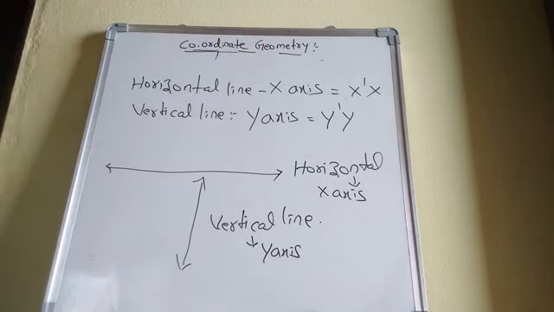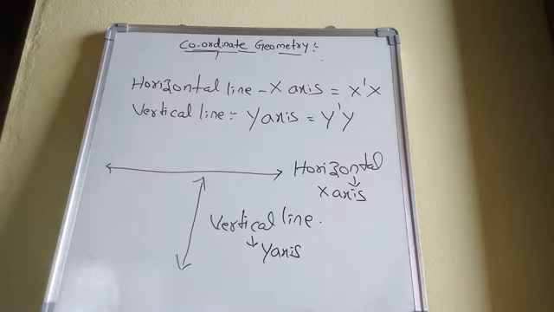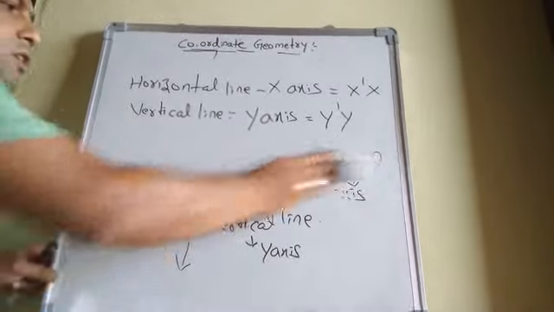These both axes, horizontal line and vertical line, are drawn in a plane. In what manner? Perpendicular to each other. At what point are they perpendicular to each other? These both lines are drawn perpendicular to each other at the point of origin. At the point of origin, these both lines are drawn perpendicular to each other. See, I will be showing how.